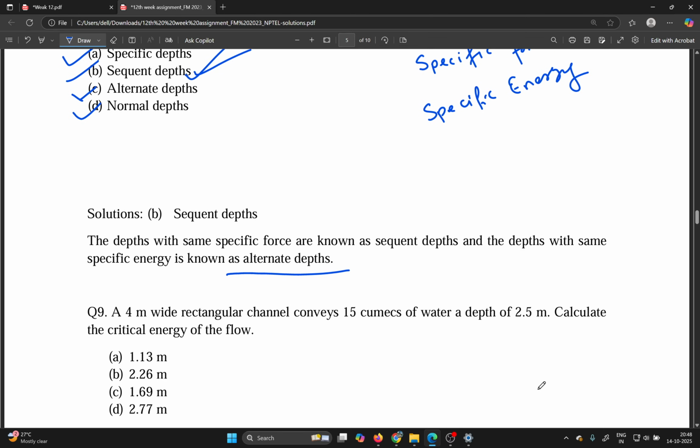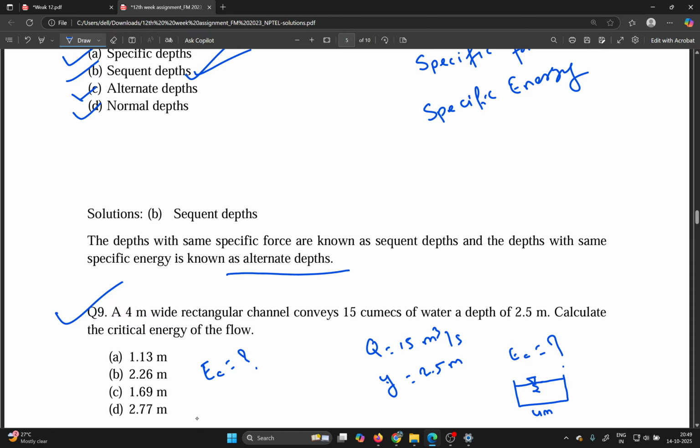The next question is very important. A 4-meter wide rectangular channel conveys 15 meter cube per second of water at depth 2.5 meter. Calculate the critical energy for this 4-meter wide rectangular channel. So how will you calculate? Critical energy is nothing but critical depth plus V square by 2g.